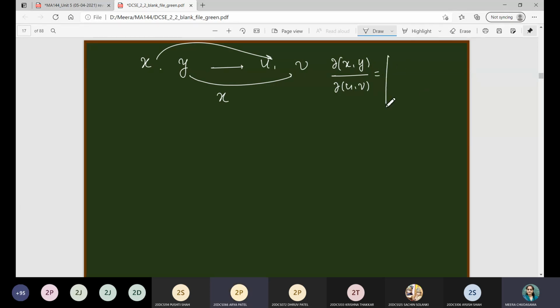Determinant of del x del u, del y del u, very good. Then del x del v, del y del v. Yes, that is the correct one. This is the determinant. The Jacobian is defined as the determinant of the partial derivatives of x and y with respect to u and v, row wise.